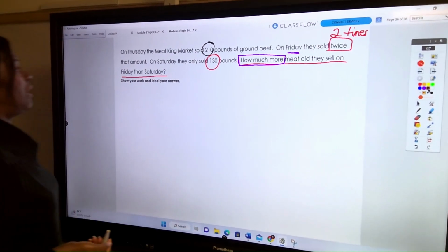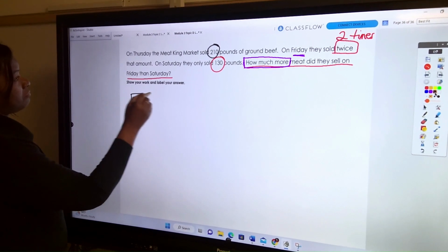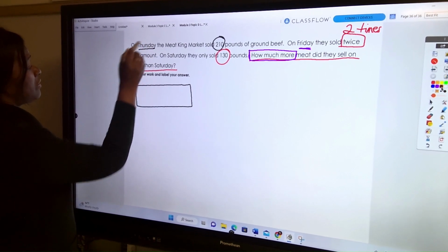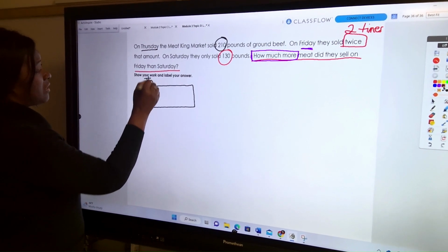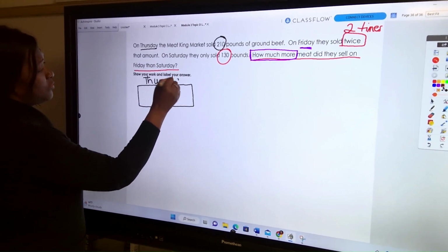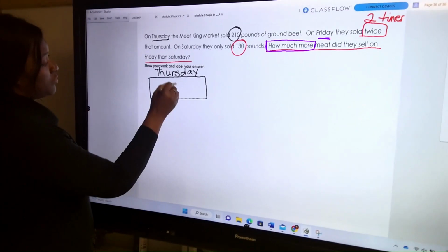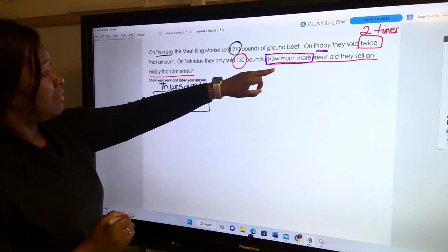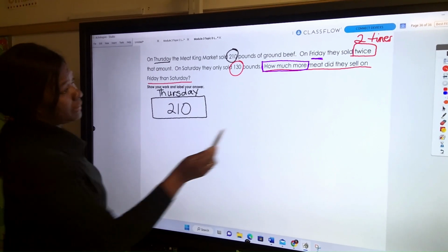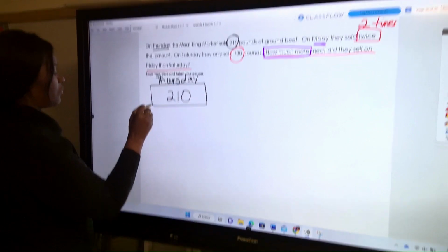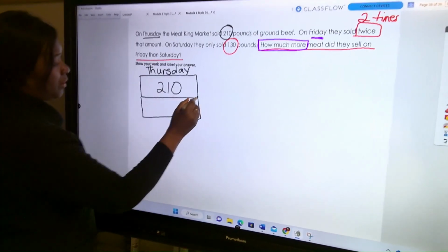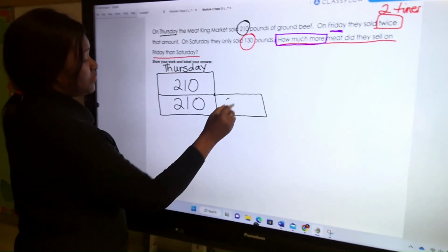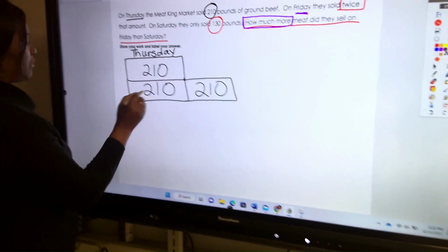So I'm going to draw a box, and in this box I'm going to use this box to represent the amount that was sold on Thursday. So I'll just go ahead and write Thursday above it, or you could just write T if you want to, and I'm representing the number 210 in this box. Then I continue reading my question to find information. On Friday they sold twice that amount. Because I know that twice means 2 times, I'm going to go ahead and draw 2 boxes to represent that amount, and I'm going to put 210 in this box and 210 in this box. So this would represent Friday.